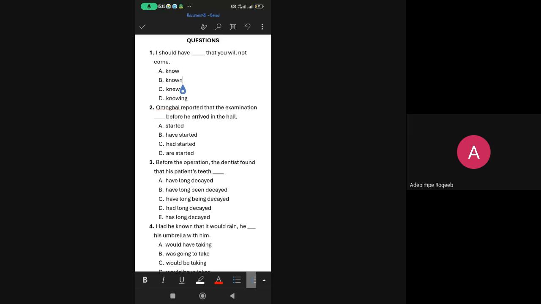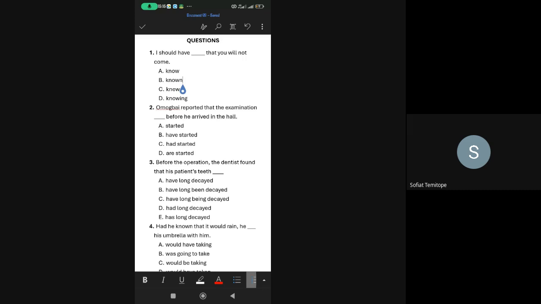Now the first option we have started, the second one we have started. Why did we not pick have? Because have is the present form, and we are talking about a past action here. How did I know this is a past action? I have my verbs reported and arrived, which means that this already happened. It is not in the present form, rather it is in the past form. So I have started is wrong.